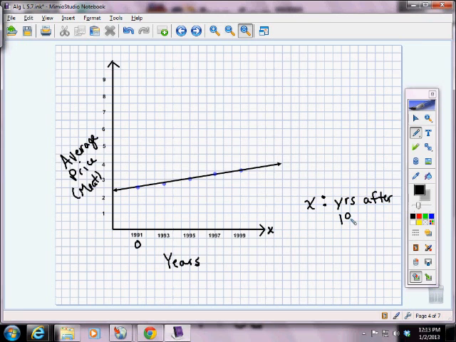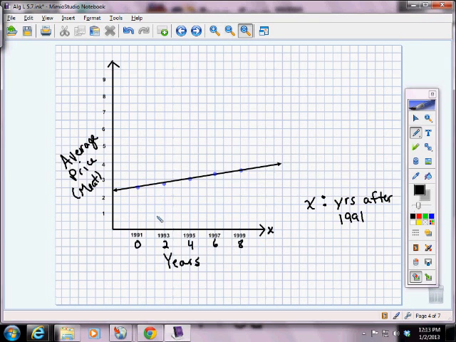The reason I want to do that is we don't want to be dealing with these type of years when we're working in our equation. So if this is 1991, we're going to call this year 0. 1993 would be 2 years later. 1995 would be 4 years later. 1997 would be 6 years later, and 1999 would be 8 years later. It's always helpful to assign this because these numbers are easier to deal with. So 1991 we'll call year 0, and then we'll talk about the years after 1991.